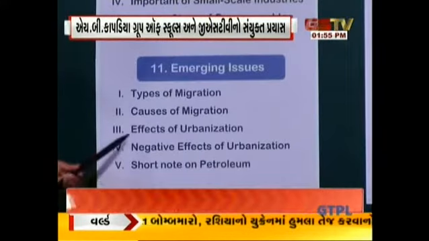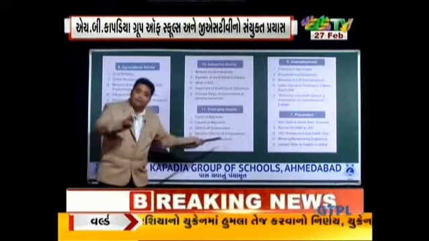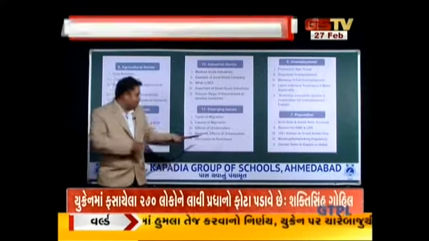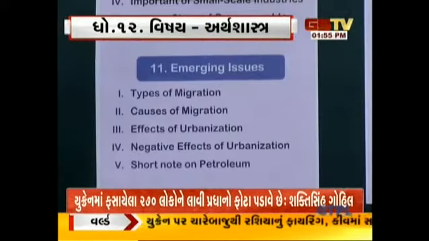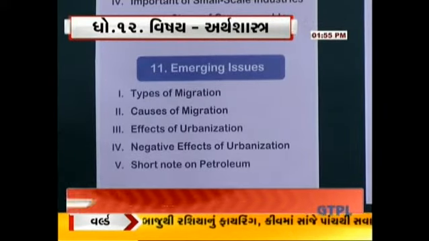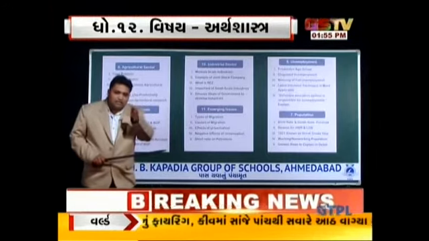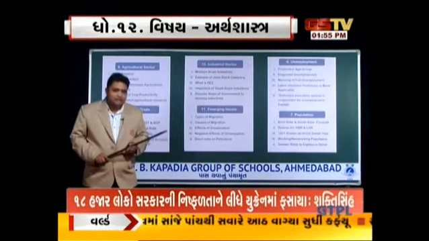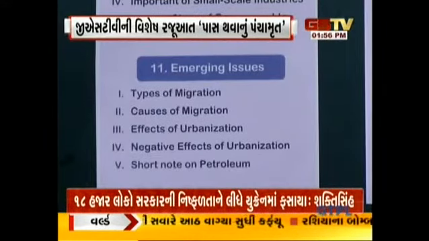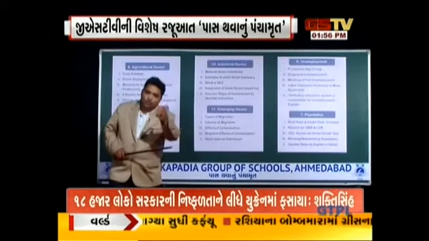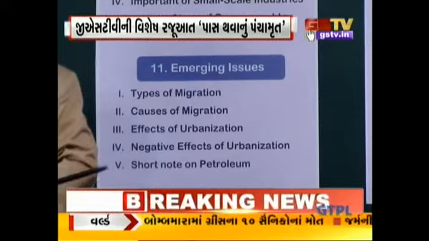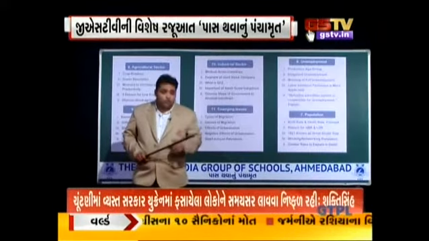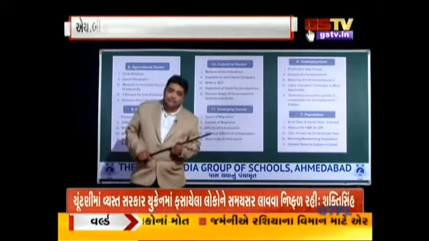After that, we have the effect of urbanization. There may be positive, there may be negative. The negative effect of urbanization, if you look at the answer of urbanization and migration's effect, you will find that both are similar in some manner, right? So you can learn it in a proper manner, you can write it in your own words. The next part is short note on petroleum. This definition or this short note may be asked in the examination.